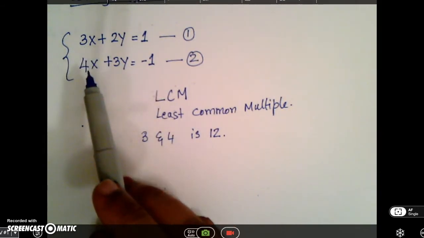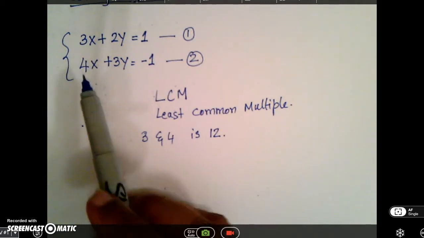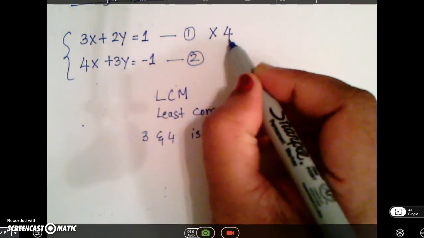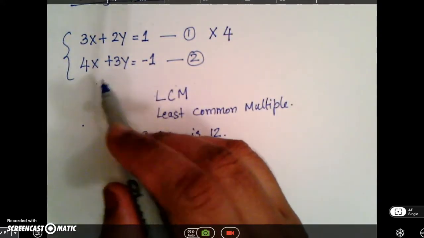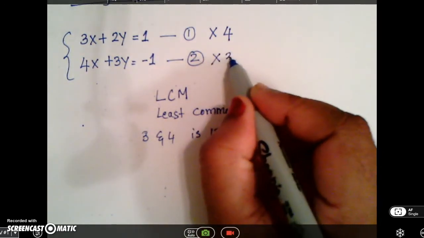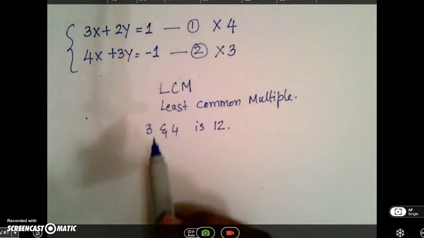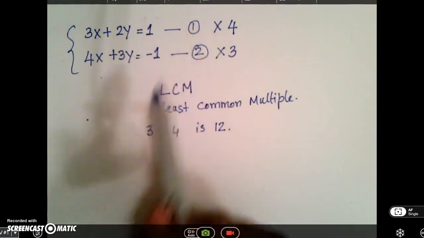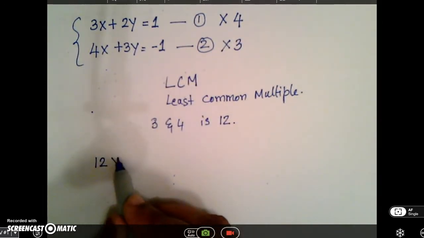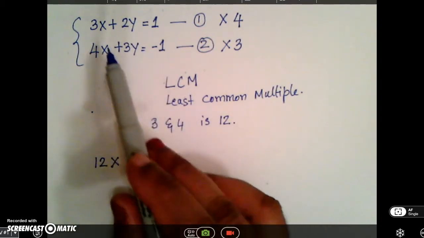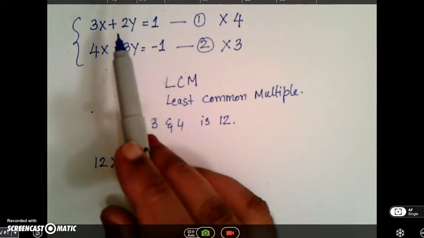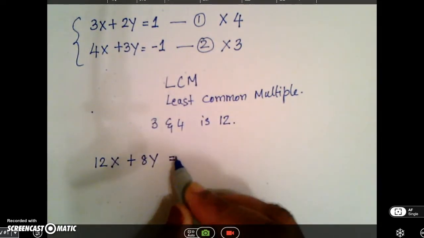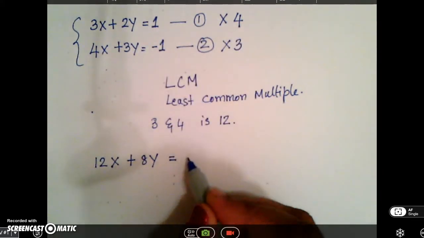I have the same coefficients in front of my variable x. So to make the 3 to a 12, I have to multiply the first equation by 4. And to make the 4 to a 12, I have to multiply the second equation by a 3. So what will happen if I multiply the first equation by 4? 3 times 4 will give me a 12x. 2 times 4 will give me an 8y, is equal to 1 times 4, which gives me a 4.